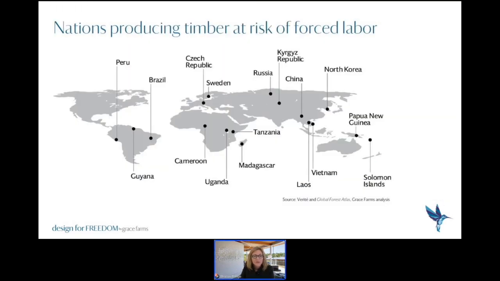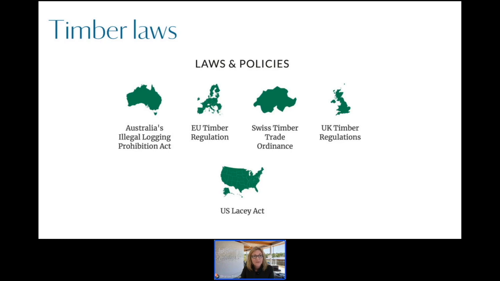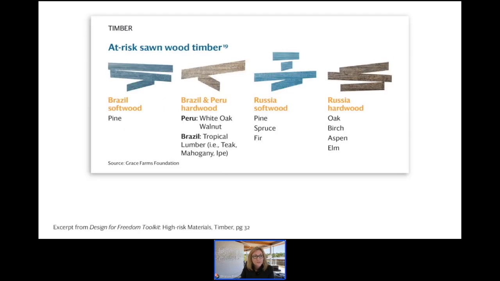So you can see we put in the toolkit nations that are producing timber at high risk of forced labor, where there's evidence thereof. Also, it's good to note that timber laws exist not only in the United States with the Lacey Act, but also in Australia, the EU, Switzerland, and the UK timber regulations. So it's important, you can see, in terms of abiding by and having compliance with international laws.